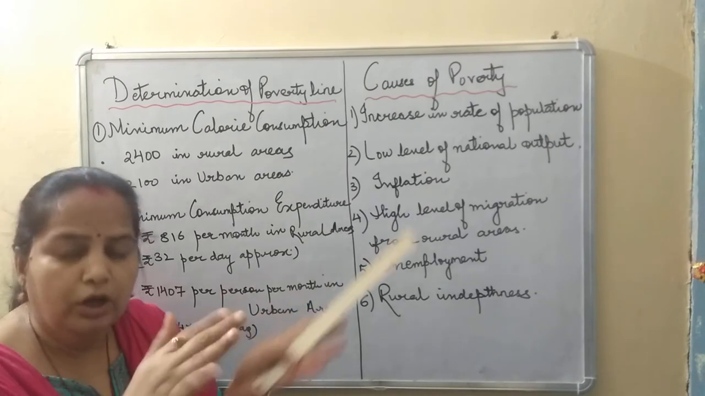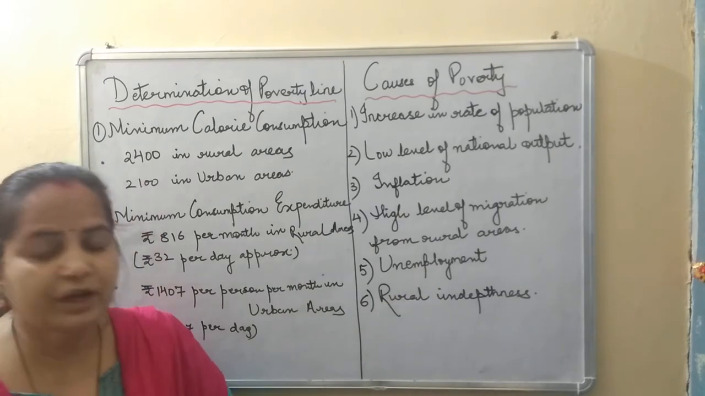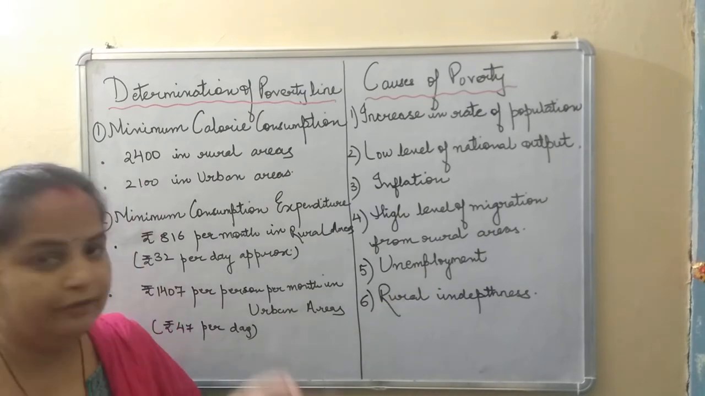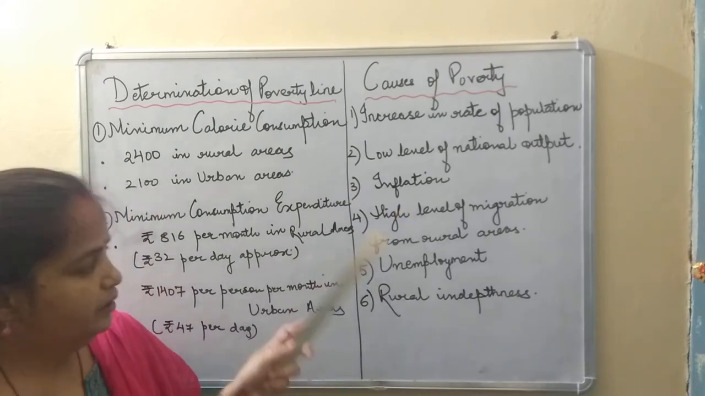बढ़ती जा रही है, ठीक है, और उसकी सप्लाई कम है, मतलब उसको लेने वाले लोग ज्यादा हैं and production is less, so what will happen, there will be a price rise. That is another cause of poverty.